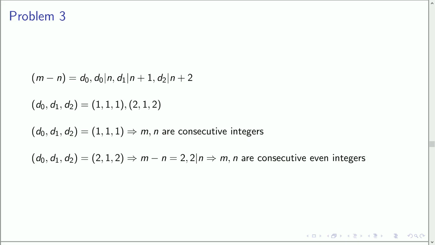And if d0, d1, d2 equals 2, 1, 2, then m minus n is 2. And we also have that 2 should divide n, which means n is even. Since m minus n is 2, m and n will be consecutive evens. So these are the two cases when equality holds. The other things you can see work out: d1 is 1, so this relation is okay, and d2 is 2, so since n is even, n plus 2 is also even, so d2 will divide that. So for equality, we should have m and n consecutive integers, or consecutive evens. Okay, so that was problem 3.